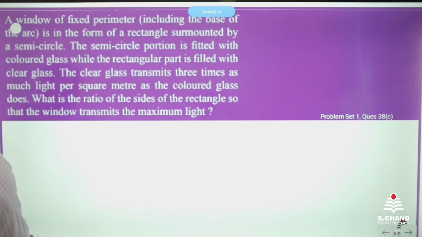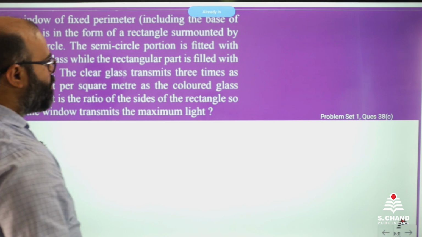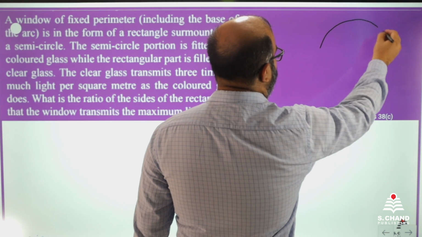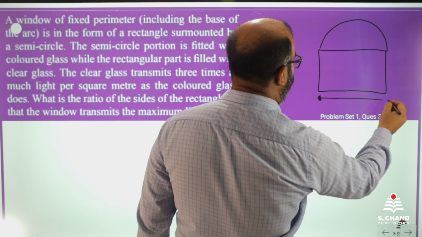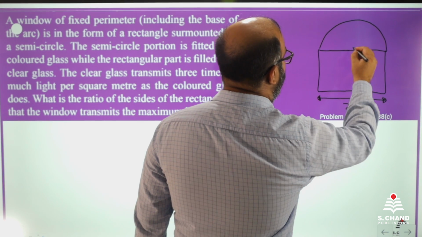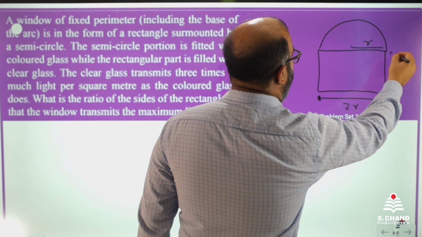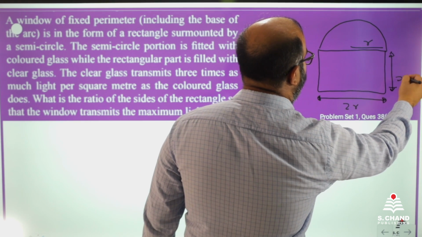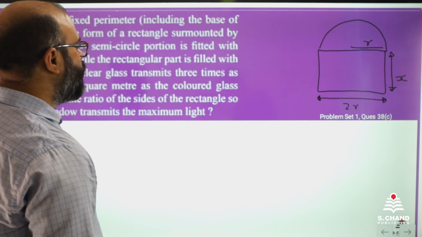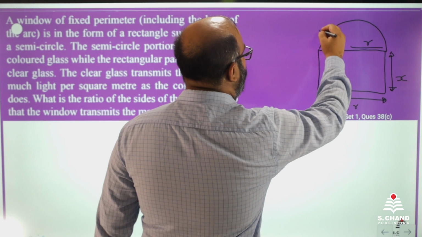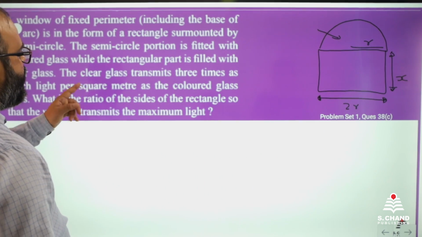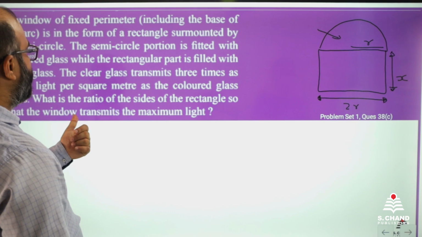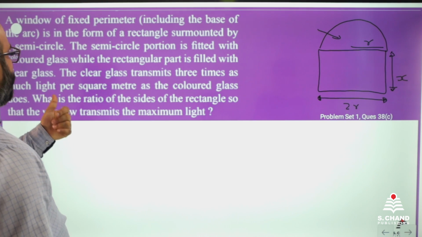So if we first draw the diagram of this, so it is a semicircular part and this is the rectangular area. Let us suppose the length of the rectangular area is 2r. So radius is r and the width is x of the rectangular area. Now the light which is passing through the semicircular part is 1/3 of the clear glass, and clear glass is the rectangle part.